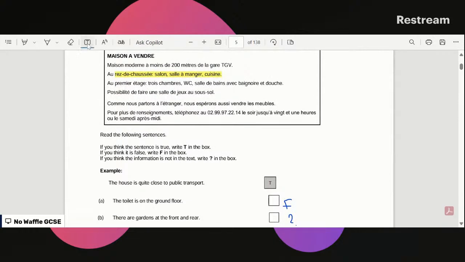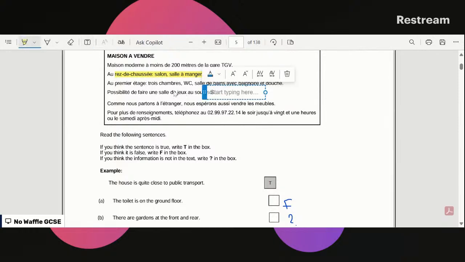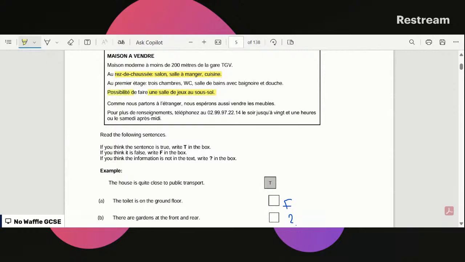We already read that. So we've got une salle de jeu here. And it's saying possibilité. So it possibly can be used as a games room. So that is completely true.